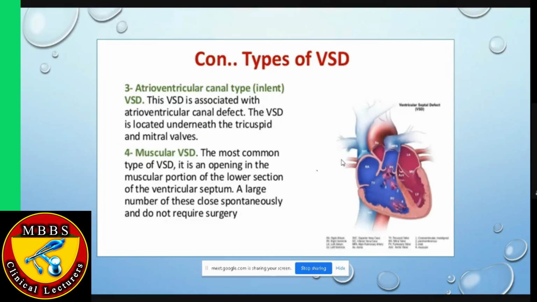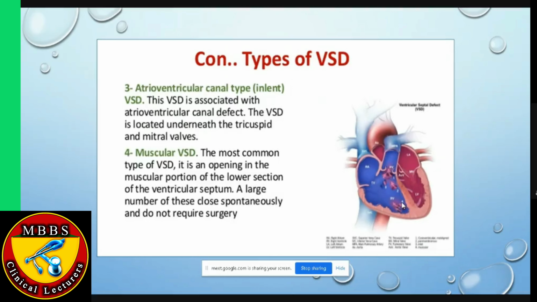Then if you see over here, there is another type which we call the atrioventricular canal type, or the inlet type of the ventricular septal defect, and this is associated with the atrioventricular canal defect. You can see that this VSD is located under the tricuspid and the mitral valves. And the last type, you can see this is lying over here, and this is classified as the muscular type of the ventricular septal defect.